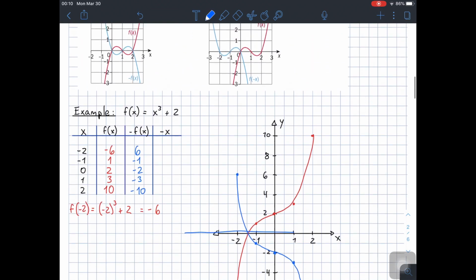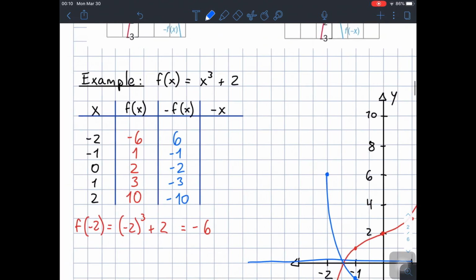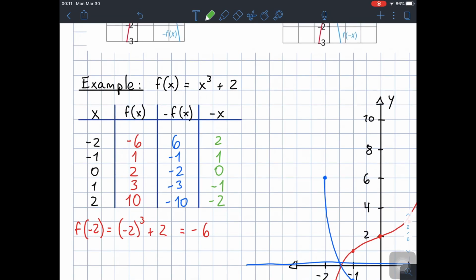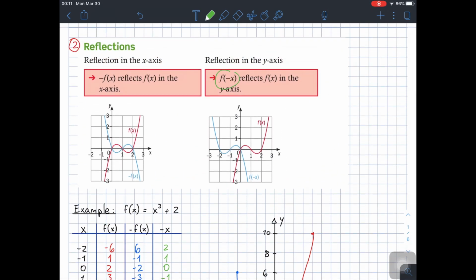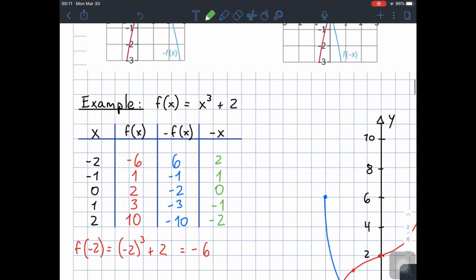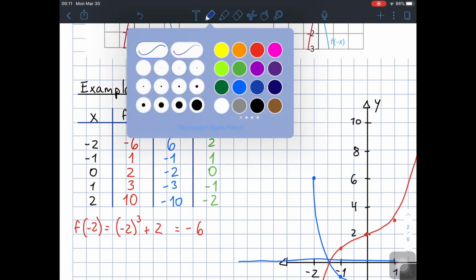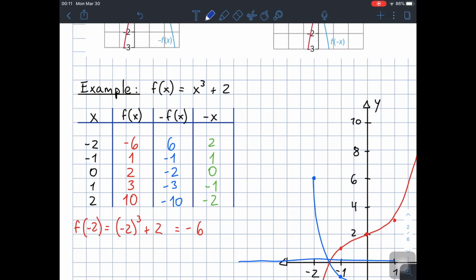Okay, so now let's see what would happen if I first calculate negative f of x. I'm going to calculate those values. That means I just need to change the signs of the x, right? So this would be 2, 1, 0, negative 1, and negative 2. Now, what do you think should happen if I want to draw this function, f of minus x? Let's make a column here for f of minus x.